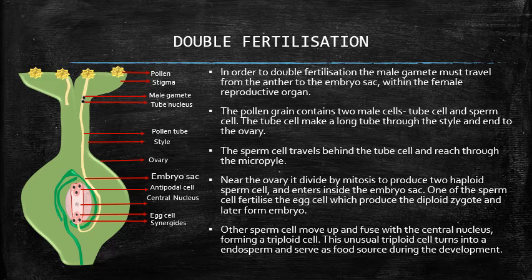Near the ovary, it divides by mitosis to produce 2 haploid sperm cells and enters inside the embryo sac. One of the sperm will fertilize the egg cell, which produces the diploid zygote and later forms the embryo. Another sperm cell moves up and fuses with the central nucleus, forming a triploid cell. This unusual triploid cell turns into endosperm and serves as a food source during development.